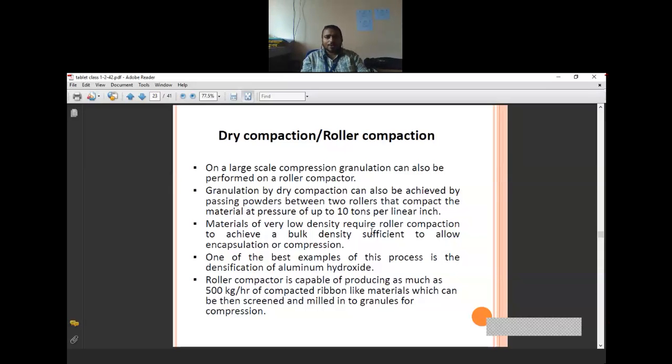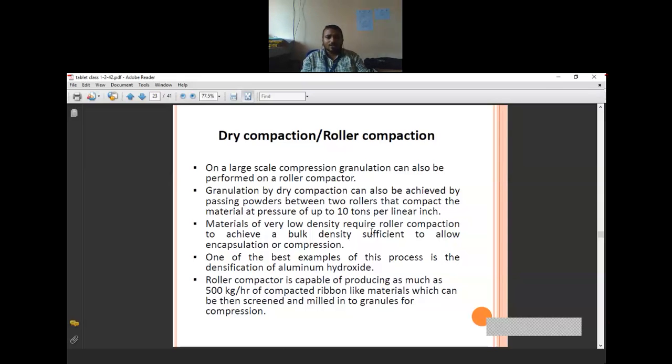For roller compaction, very low density materials are used. To achieve a bulk density sufficient to allow encapsulation or compression, very low density particles are mainly used in roller compaction. An example is the densification of aluminum hydroxide in roller compaction.